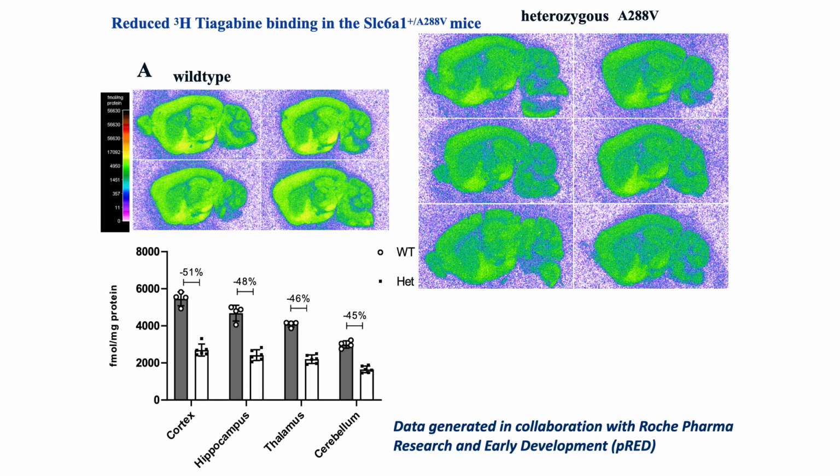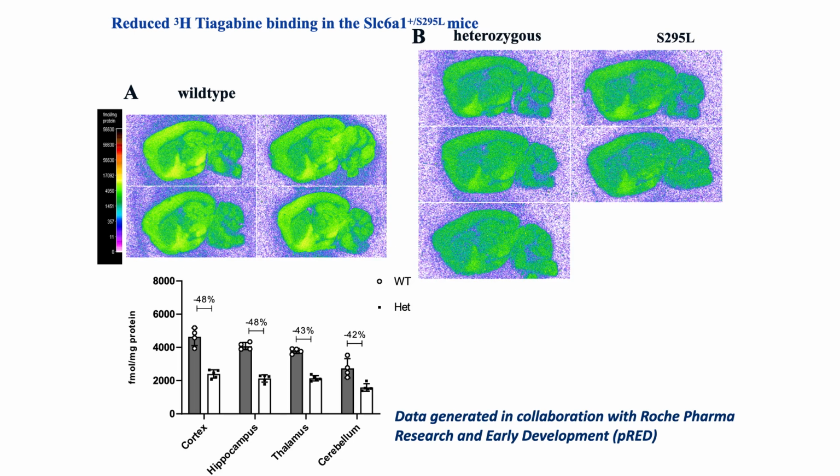And then we look at wild type and heterozygous in Charlie's mouse. This is the wild type, this is a sagittal section, and this is heterozygous. Do you see across all these different brain regions, you see global reduction of TGAB binding. So it's consistent with our biochemistry study. You see global reduction of GAT1. And this is the quantification. Across brain regions, you see very similar reduction. And similar in Maxwell's mouse model.